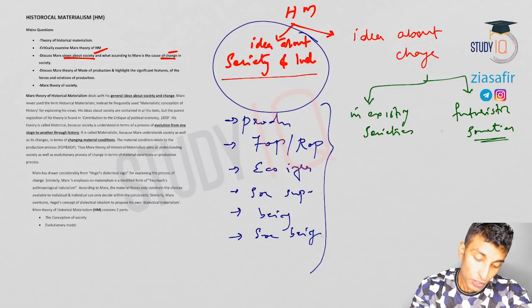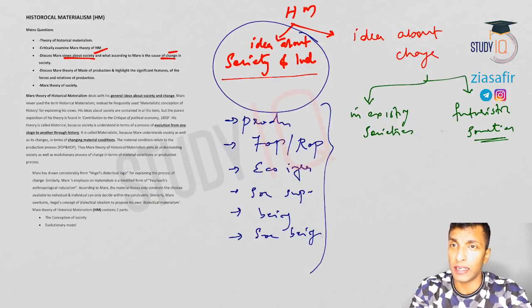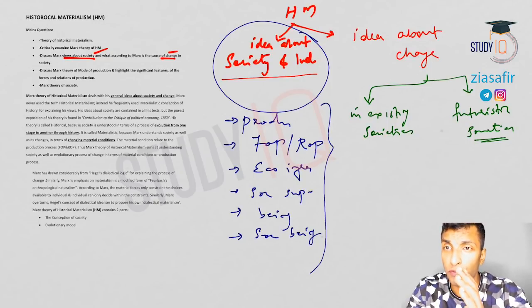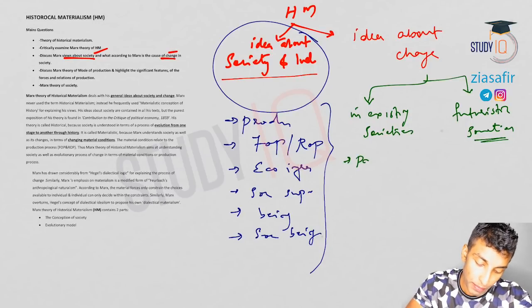When he is talking about existing societies, he understood existing societies in four stages. I'll tell you that and I'll explain it further. The first stage is actually primitive communism.